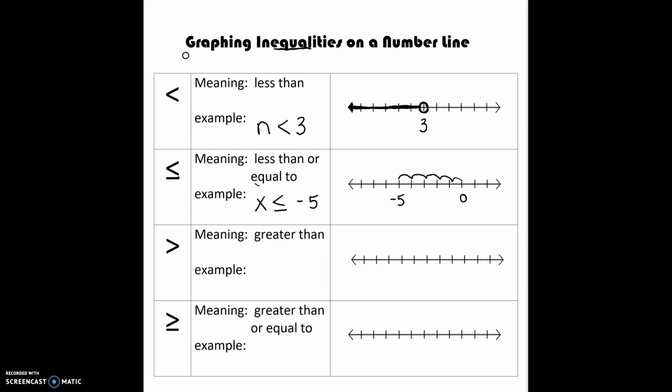So because we have the words equal to, we are going to put a dot at -5, but we are going to shade it in. It's a closed dot. That means that we can also have the value of -5 included in our answer. And then anything less than that, again, gets shaded to the left of the number line.